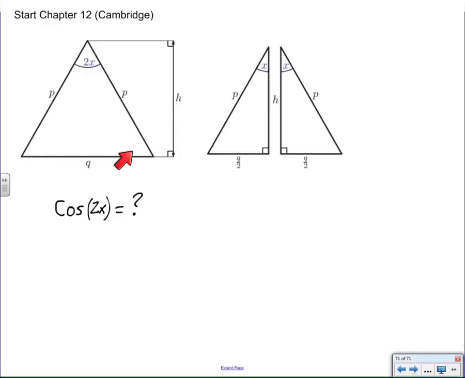So we need to know the law of cosines, and using the law of cosines in this picture, one of these pictures, we should be able to develop a cosine formula in much the same way that we developed our sine formula for double angle identities. So there it is. There's your challenge.